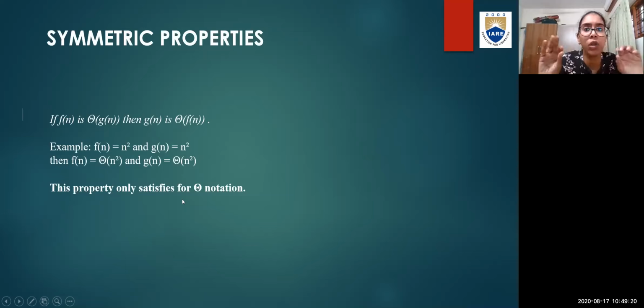This property only satisfies for theta. One important point is that symmetric property is only satisfied by theta notation. That is, if f of n is theta of g of n, then your g of n is also equal to theta of f of n. This is your symmetric property, and it is satisfied only by theta notation. Your big O and your big omega notations do not support this property.